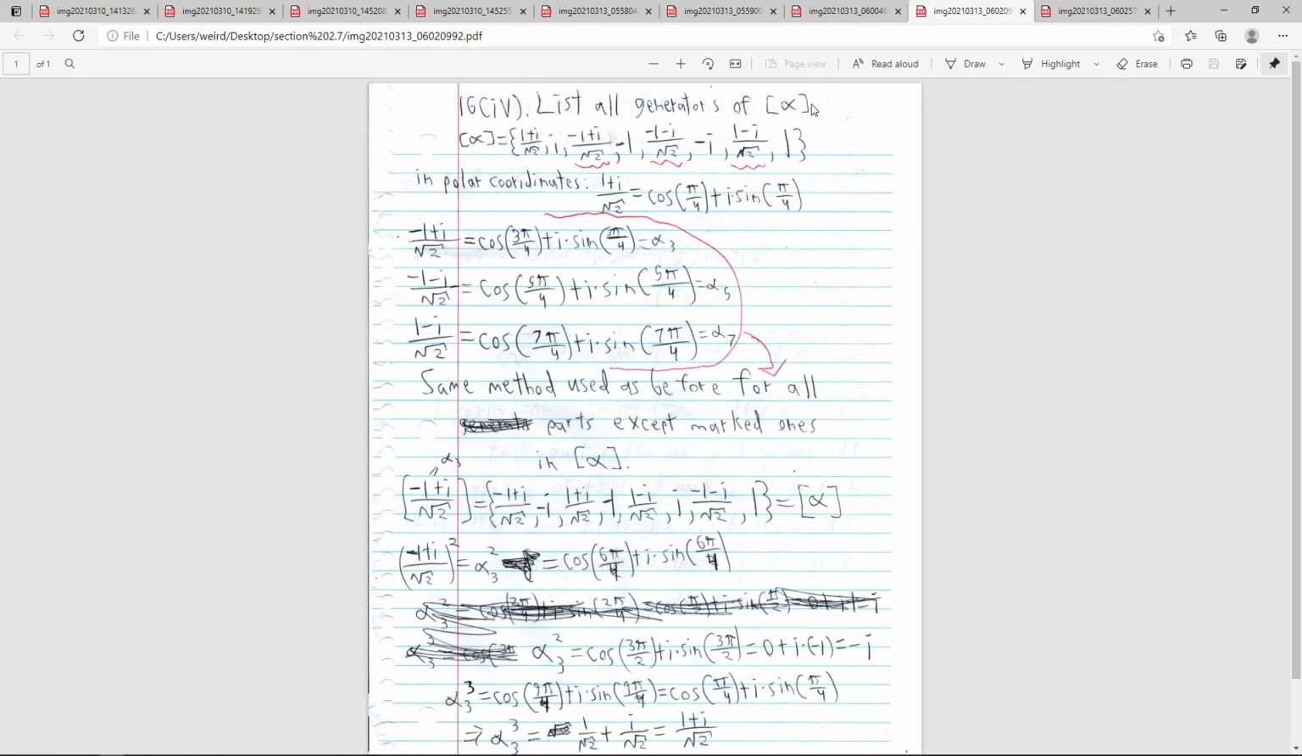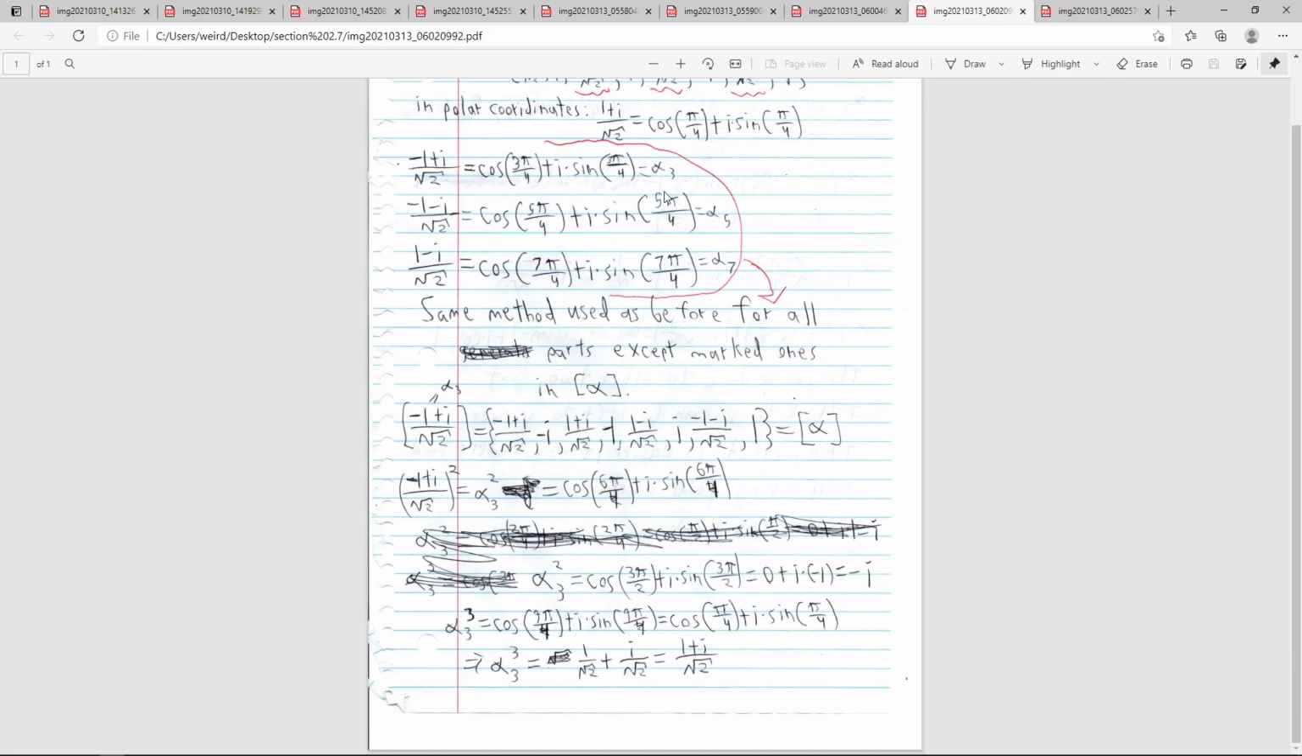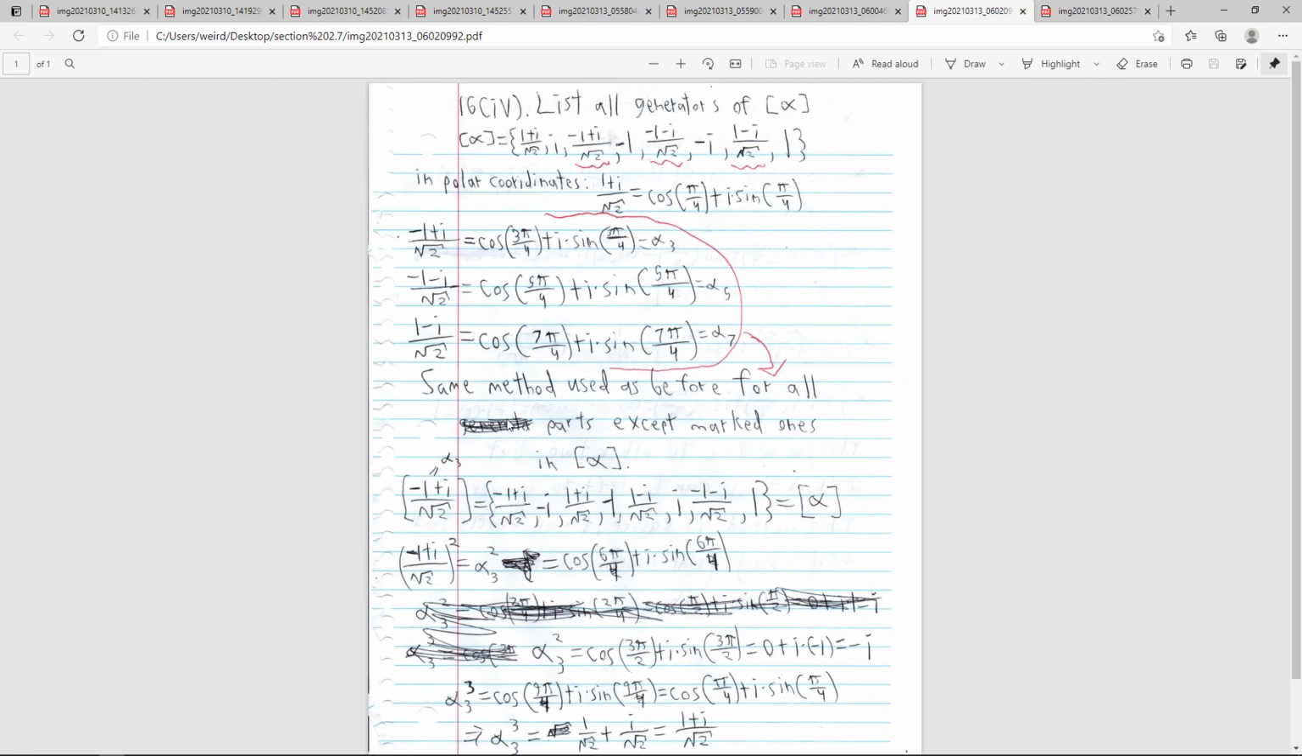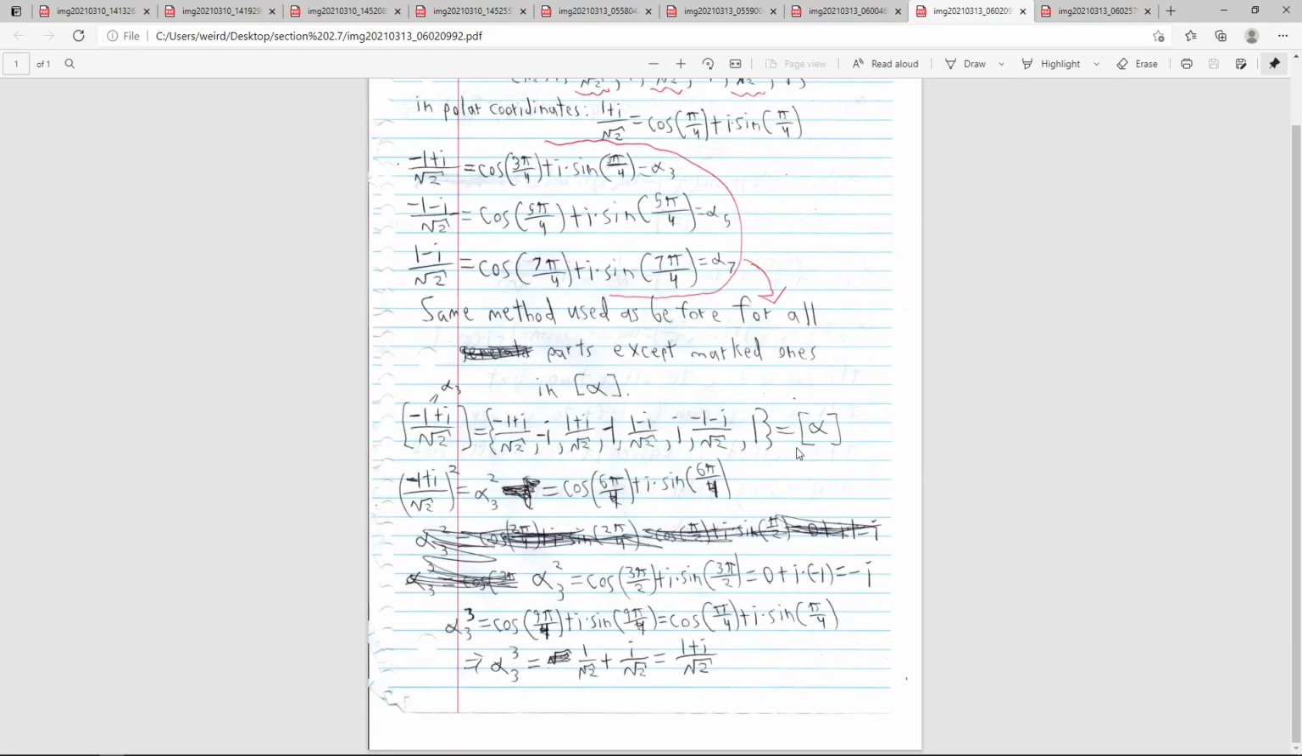So list all generators of it like before. I'm just going to focus on these really, and I have the polar coordinate form of what matters. We're just going to do one of these really. It still takes a while. Negative 1 plus i over square root 2 squared will be, I'll just say alpha 3, and alpha 3 is what this will be, negative 1 plus i divided by square root 2. You get the same thing as before. So it is a generator this way.